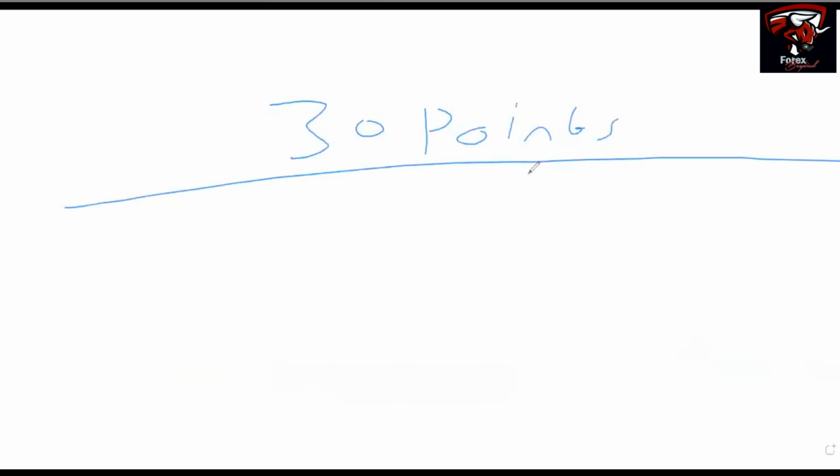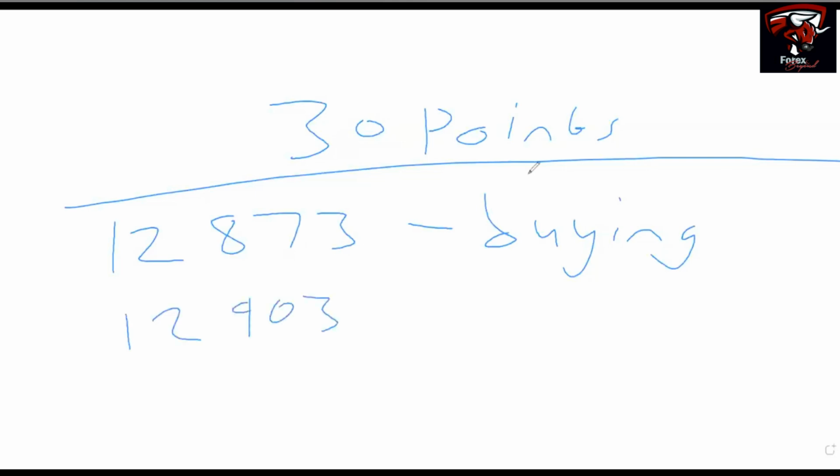Now, the biggest question is, what is 30 points from the entry? If the NASDAQ price is at 12,873 and I am buying, that means my TP will be at 12,873 plus 30, which is 12,903. That is going to be my TP. Therefore, when the market reaches 12,903, I'm going out. So the default take profit for Nasdaq signals is 30 points, which is the default one that I use personally.